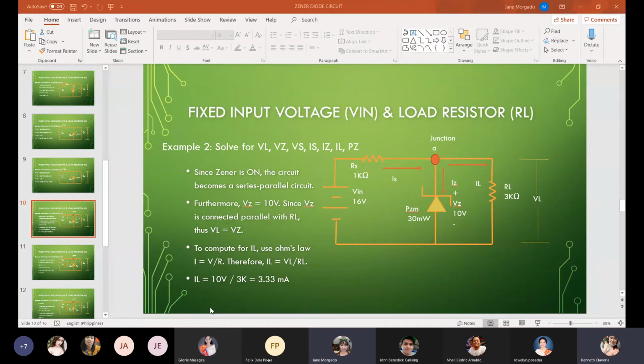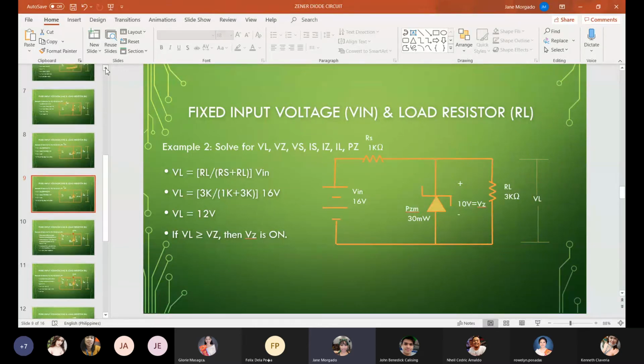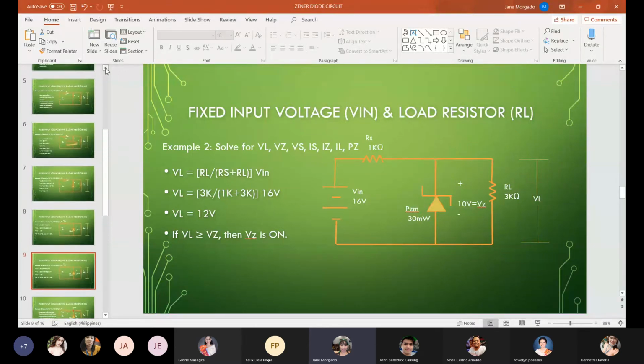On the other slide, why did VL become 12 volts, ma'am? That was just a test. We have to test whether the Zener is on or off. This is the first step, to find out whether the Zener is active, on or off. Just like here. Okay, let's go back to number 1.